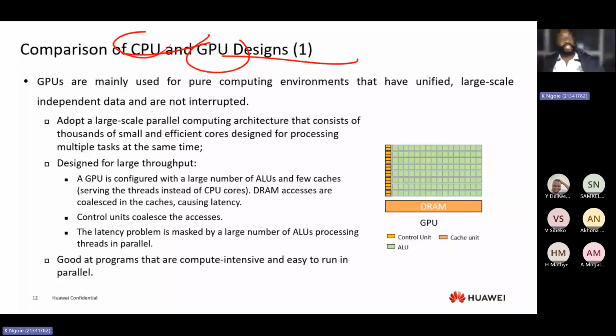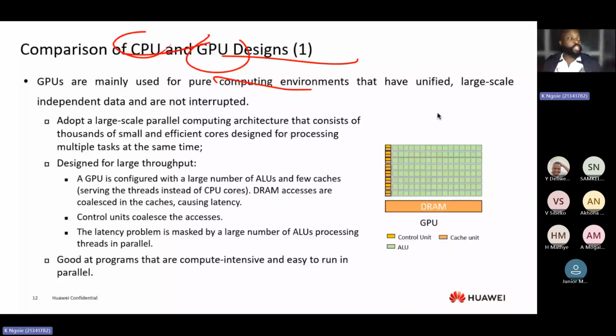We have the GPU that's mainly used for pure computing environments, where we're dealing with large-scale independent data.